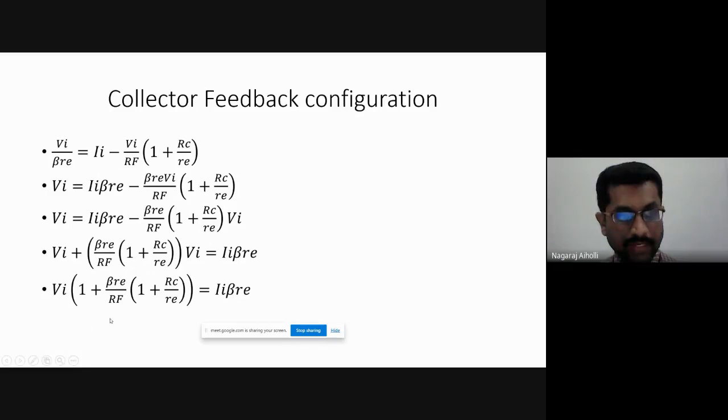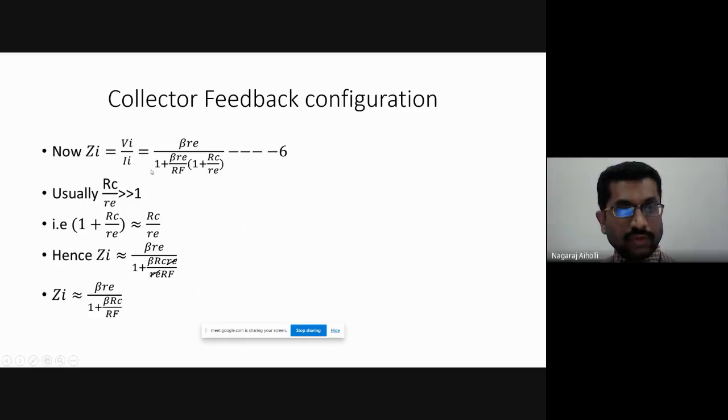Now if I take VI by II, I will bring II to the LHS, and it will come to the denominator. Then this product term here, 1 plus beta RE by RF into 1 plus RC by RE, if I take it to the RHS, it will come to the denominator. VI by II is equal to beta RE divided by 1 plus beta RE by RF into 1 plus RC by RE. Take it as equation 6. This is VI by II, and we know that it is input impedance Zi.